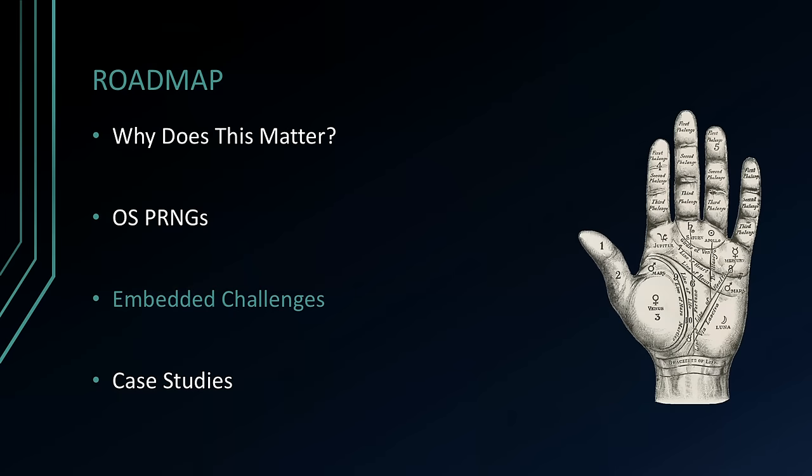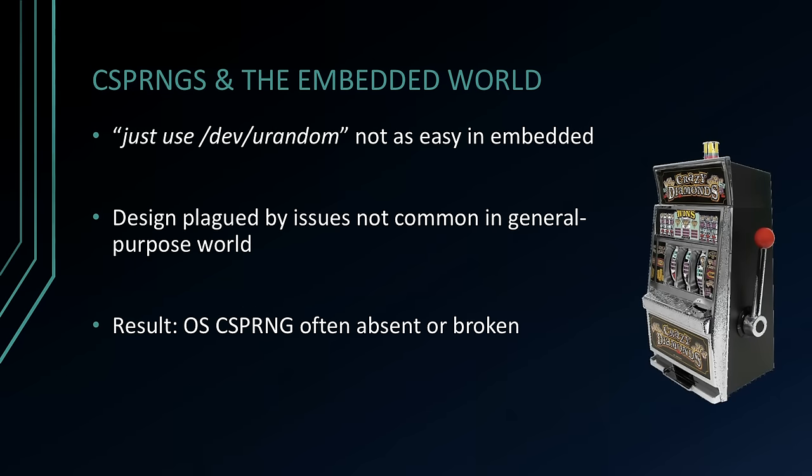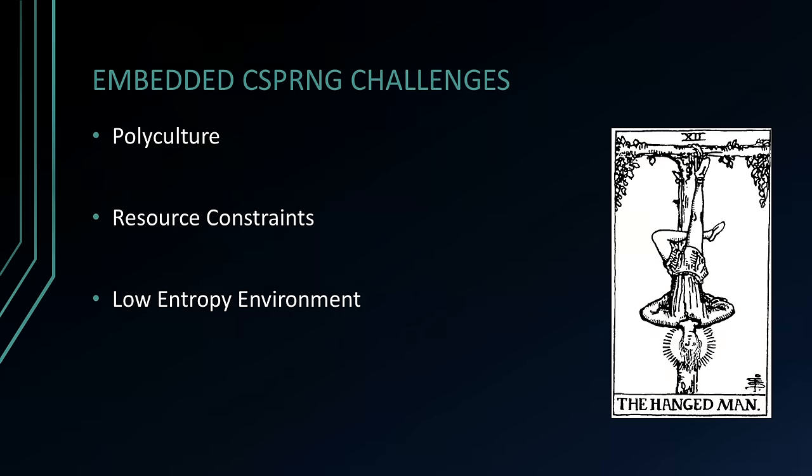All right, so we've taken a look at the general background of random number generators, and now we'll look at why it's so difficult to get these right in the embedded world. The common advice when you need random numbers in the general purpose world is just use /dev/urandom and draw from there. But it's not as easy in the embedded world because of various design issues, which mean that operating system random number generators in the embedded world are often absent or broken, as we'll explore in this talk. The three main areas of constraints are polyculture, resource constraints, and low entropy environments, which we'll discuss in detail, and how these relate to particular implementation difficulties.